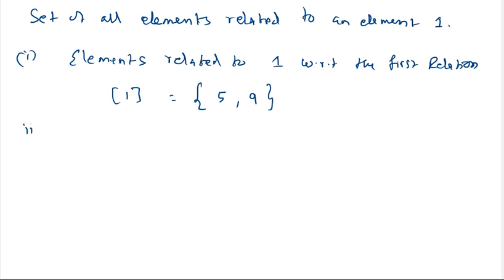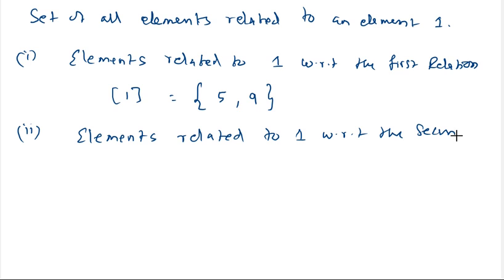Then the second case: the elements related to 1 with respect to the second relation is 1 alone. Yes, 1 minus 1 is 0, and both pre-image and image should be 1. Okay, we'll move to the next question.